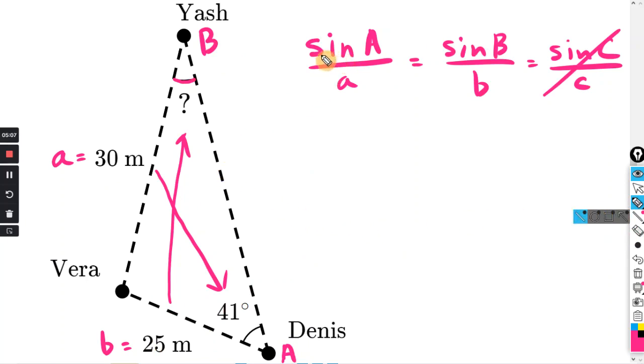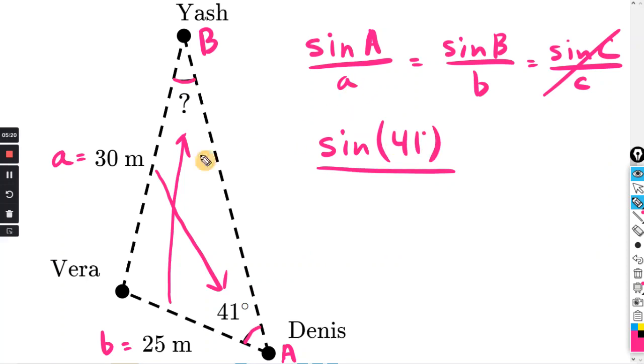Sine of A, and we see angle A right here is 41 degrees. So that's going to be the sine of 41 degrees divided by side length a, which we said was 30, and that equals sine of B. We don't have B, so I'm just going to leave it as sine of B. You can plug in the question mark if you want, but we know at this point the question mark is B. And side length b is going to be 25.